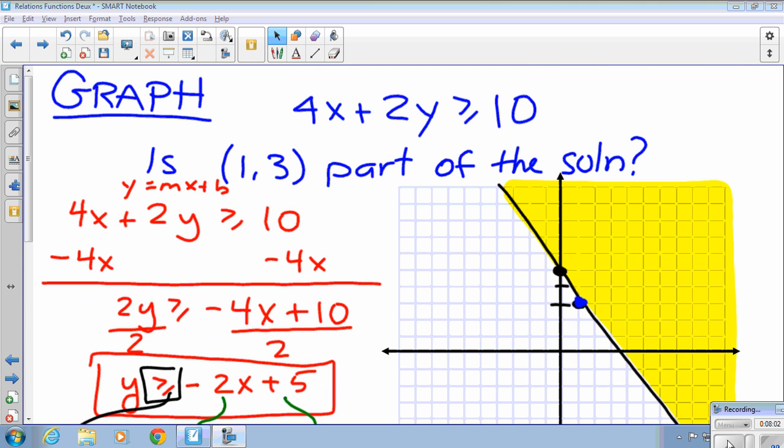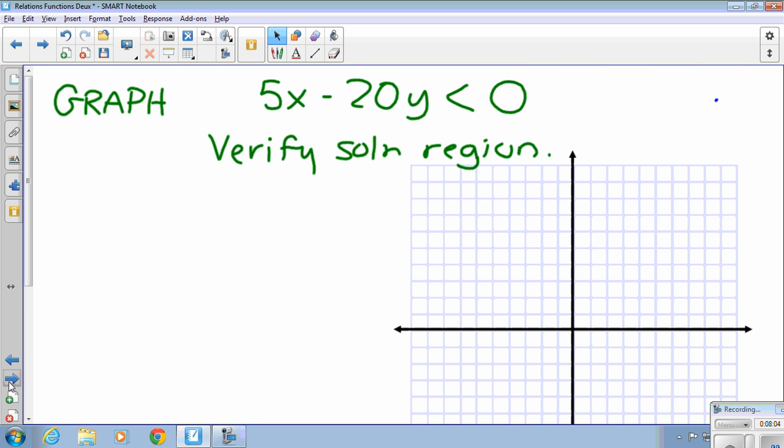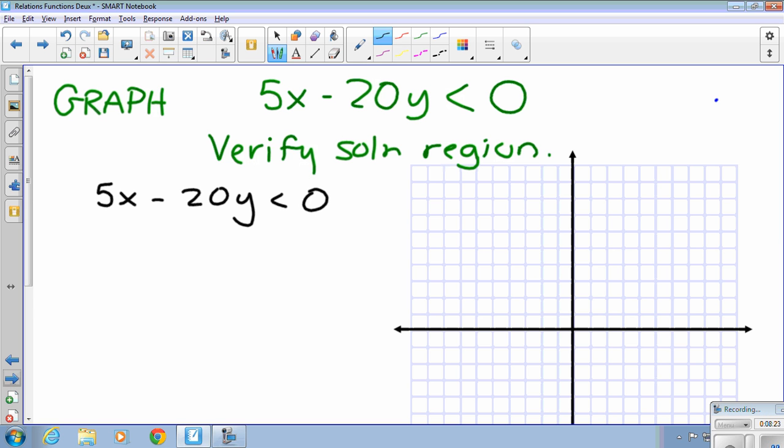So let's move on to another example. Here's the next example. Same sort of thing. It's saying graph 5x minus 20y is less than 0 and verify the solution region. So again, we're going to start with this inequality, and we're going to get this into slope y-intercept form, or y equals mx plus b.